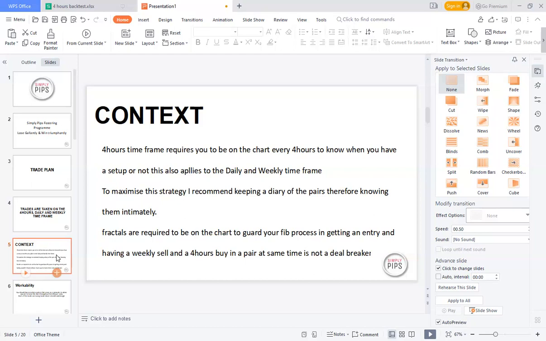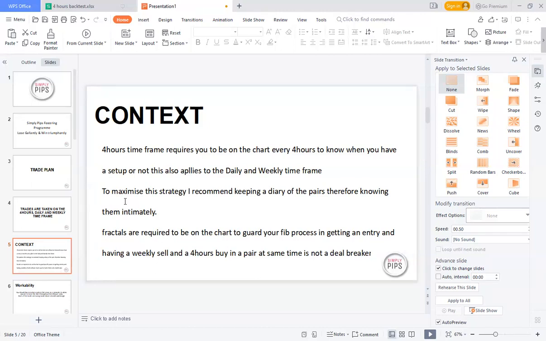So what it means is that in the 4 hours, you expect more setups. In the daily, you expect at most 1 or 2 in a month. And on the weekly, you sometimes have a maximum of 1 or 2 in 2 or 3 months; you wait at least 2 months before you get a setup on a weekly. But they are all a thought process.